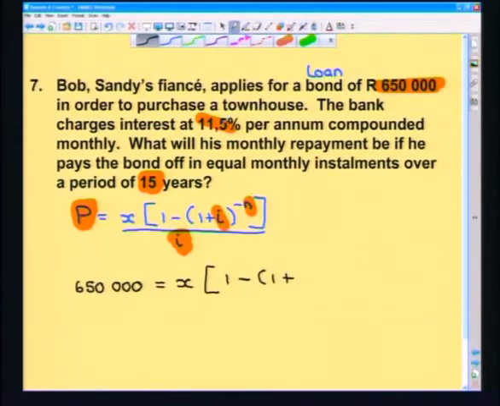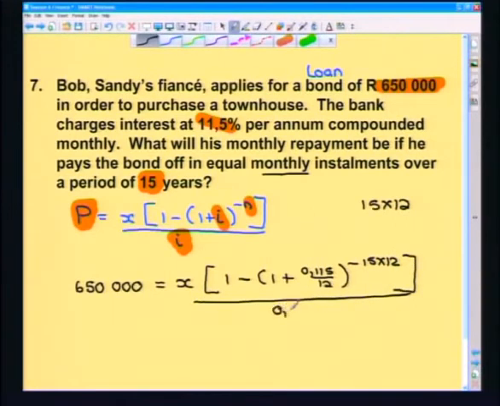Now let's check it again. The interest rate is 11.5 compounded monthly, and they want to know if he's paying off in equal monthly installments. So we're working monthly, monthly, all's well. So we can go along here and say 0.115 divided by 12 to the negative. Now he's doing 15 years, so 15 times 12 is what will go up here. Close your brackets. All over I, which is 0.115 over 12.